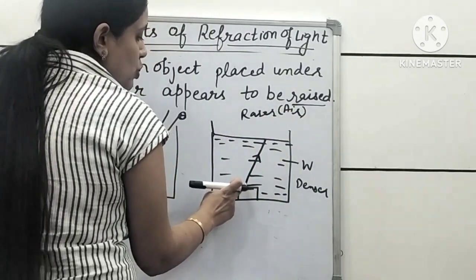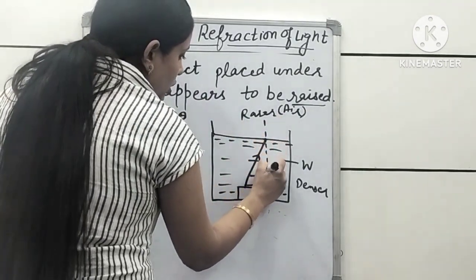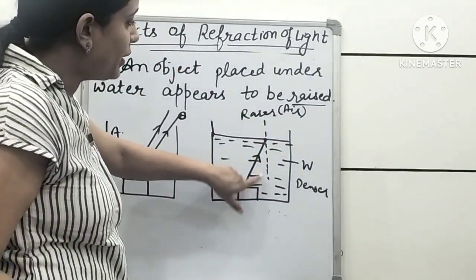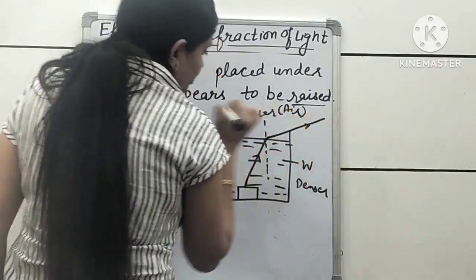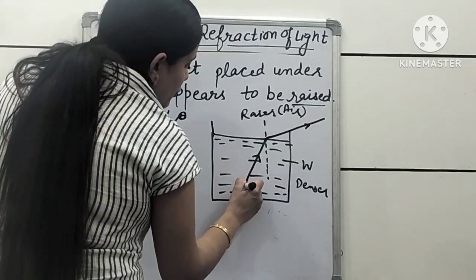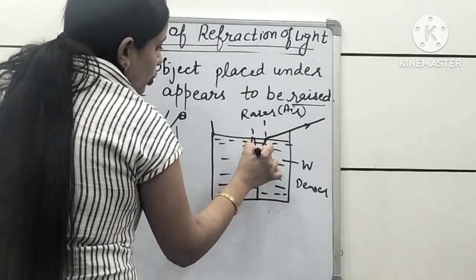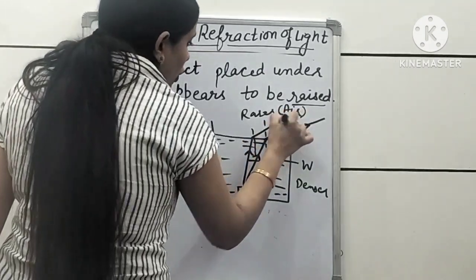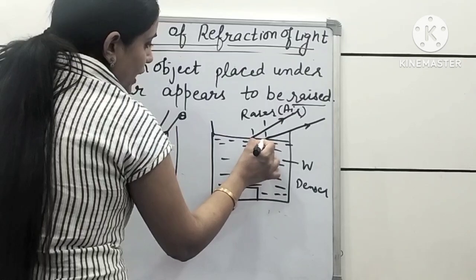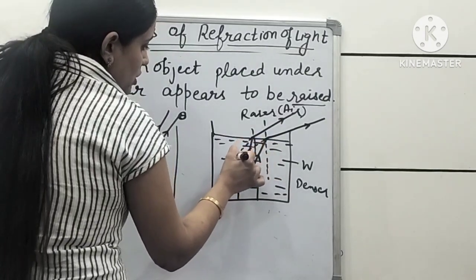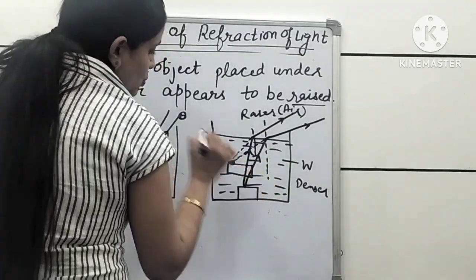The light radiation goes from denser to rarer. At this point we will draw the normal. When the light radiation goes from denser to rarer, it moves away from the normal. Another light radiation which is incident at this surface will also move away from the normal. Here we also draw the normal. These two radiations do not meet at this point, so we will extend these two radiations. So the coin will appear at this point.